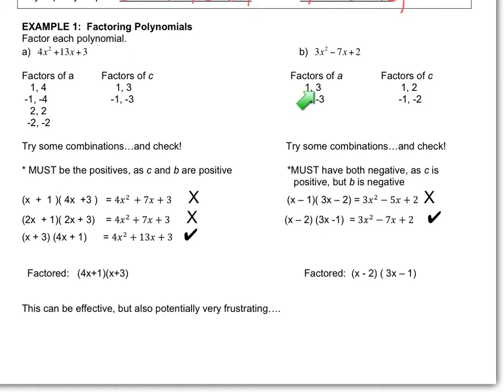But then I stay with that 1 and that 3, and I look at the -1, -2, but I reverse them. So I put the -2 in the first binomial, the -1 in the second binomial, and that one does work. So that would tell me that factored, x minus 2 times 3x minus 1 is the factored binomials.